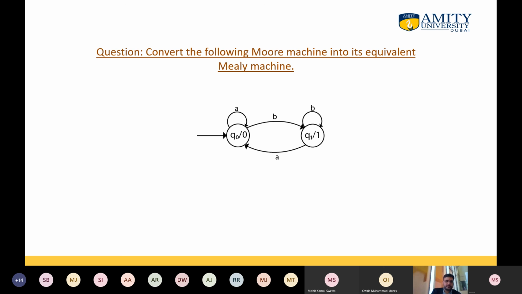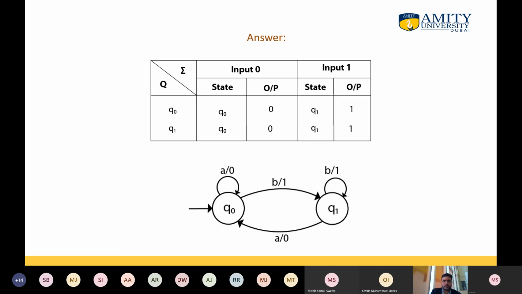Yes, this was the question. How many states were there? Two states, Q0 and Q1. So you will be writing here Q0 and Q1 in the table.